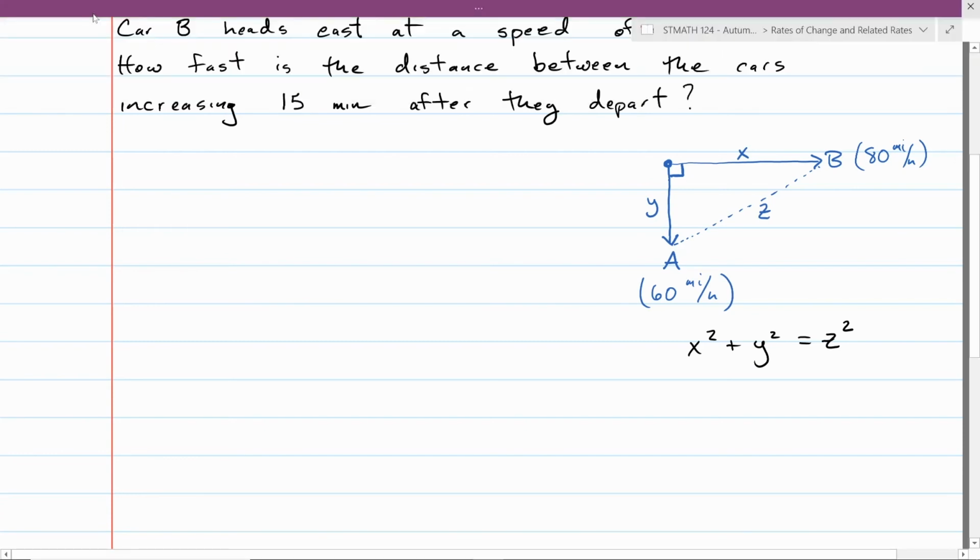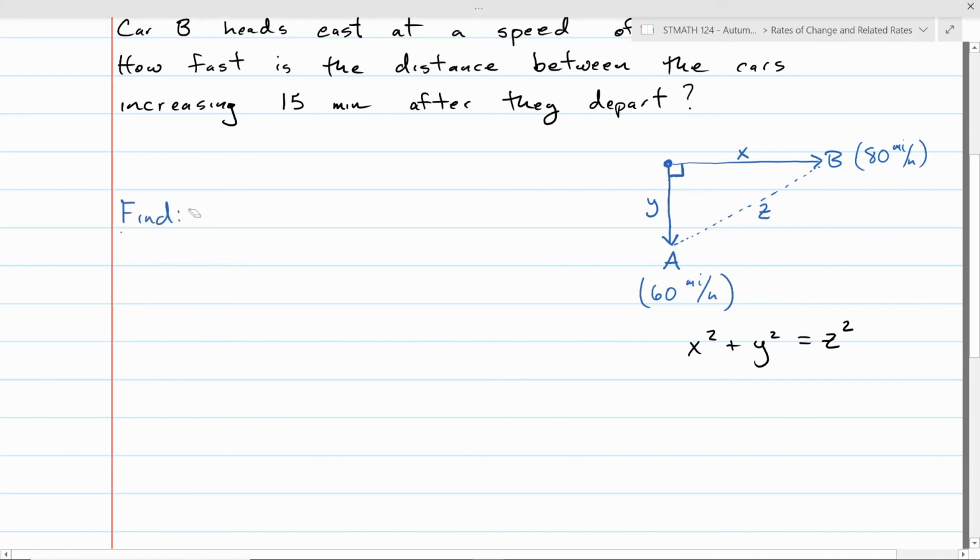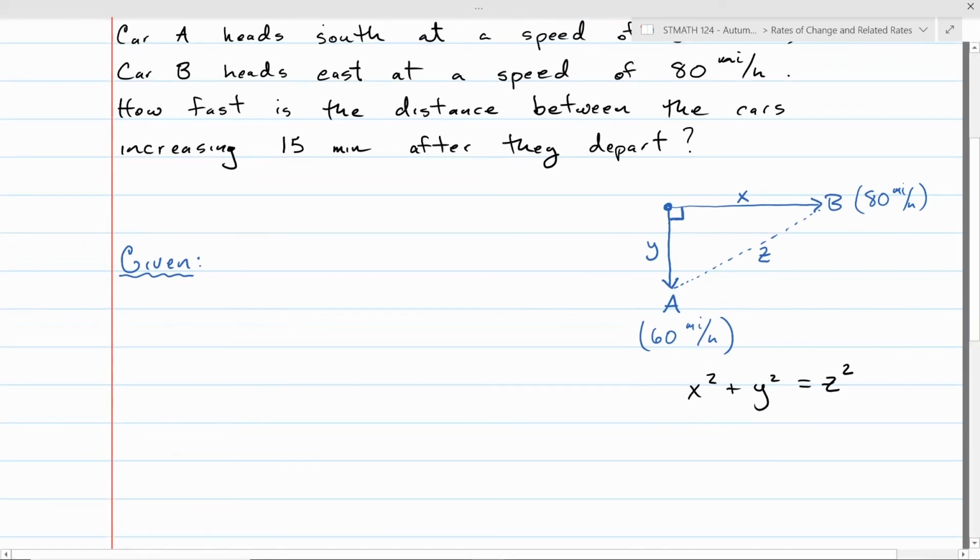And of course, one of the first steps is to write down what it is you want to find in terms of derivatives. Well, let's write down what we're given. What was it that we were given in terms of rates of change? Well, the 80 miles per hour and the 60 miles per hour are telling you how fast those distances x and y are changing. So I see that dx/dt is a steady 80 miles per hour, and dy/dt is a steady 60 at any given time. And then what we want to find is how fast that distance between the two cars is changing.